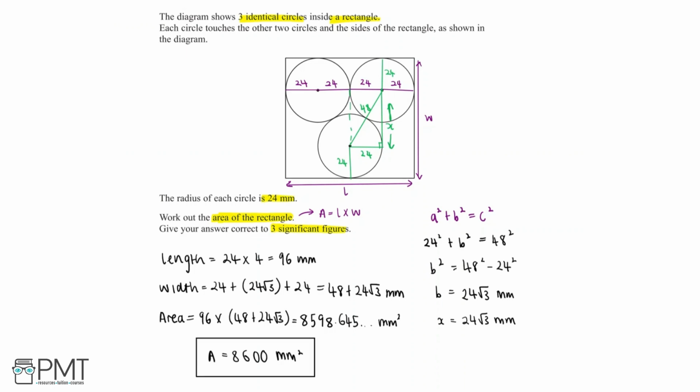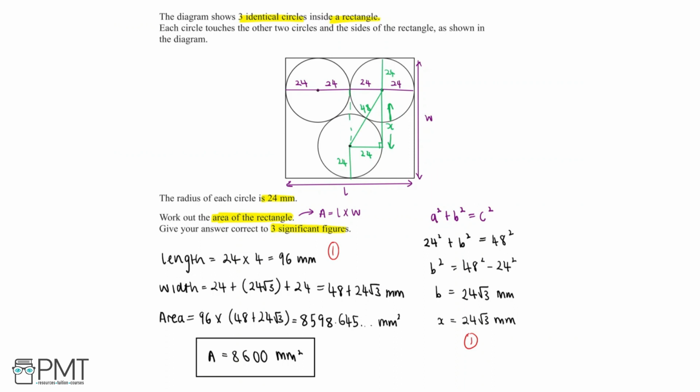Now this question is worth 4 marks, so let's take a look at where these marks are allocated. The first mark is for a process to find the length of the rectangle, which we said was 24 multiplied by 4, which is 96 millimeters. Now the second mark was to find the length x, which we found by using Pythagoras, and we said that x is equal to 24 root 3 millimeters.